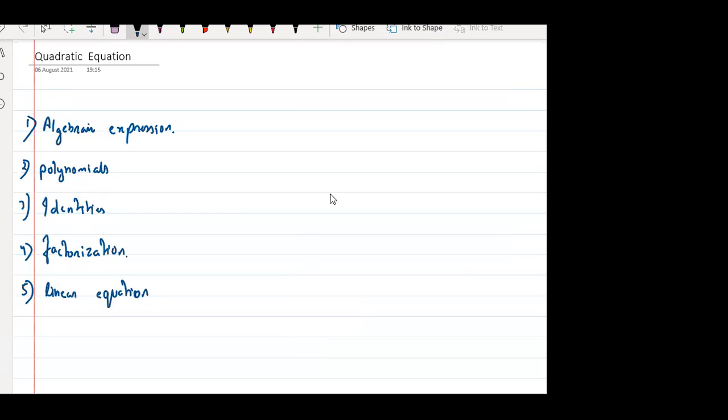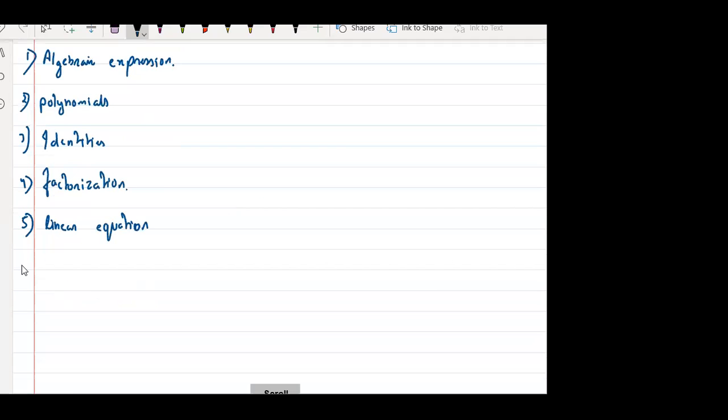So all of you, both homeschool 1 and homeschool 2, already know these chapters, because some of them we covered in class 7th, last year. So today we are going to start a completely new chapter, which is quadratic equation.